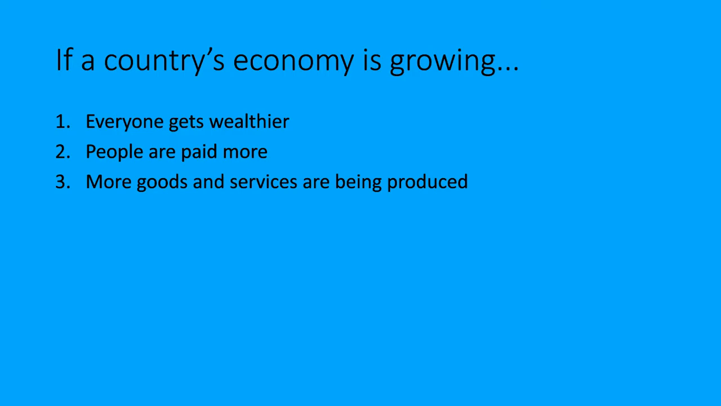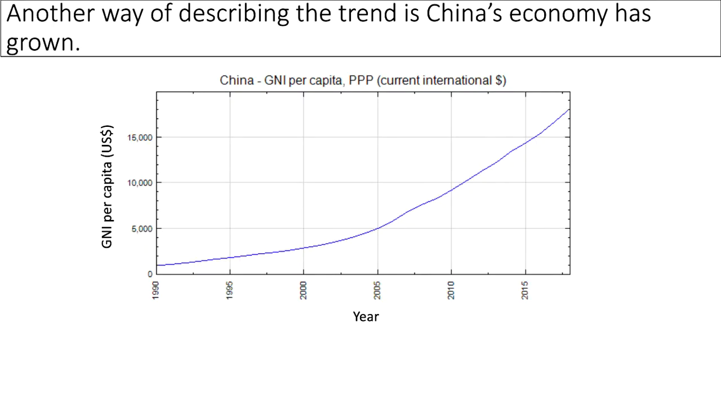If a country's economy is growing, what happens? Pause the video, read through the answers, think about what the correct answer is. If a country's economy is growing, more goods and services are being produced. Well, how do we know that? Well, the way that we measure a country's economy is by GNI per capita. And GNI per capita measures the total number of goods and services being produced. So if we go back to our graph of China, the GNI per capita has increased, and we describe that as the economy growing. If the GNI per capita is increasing, that must mean that goods and services are increasing.